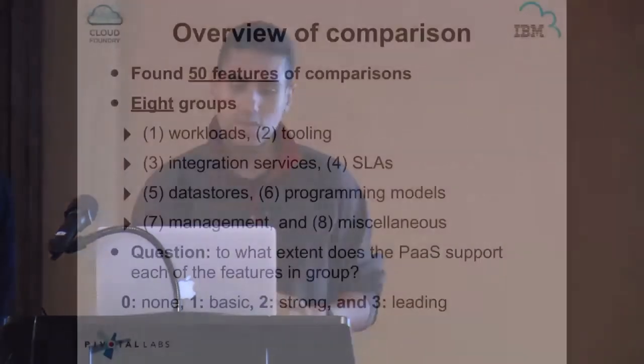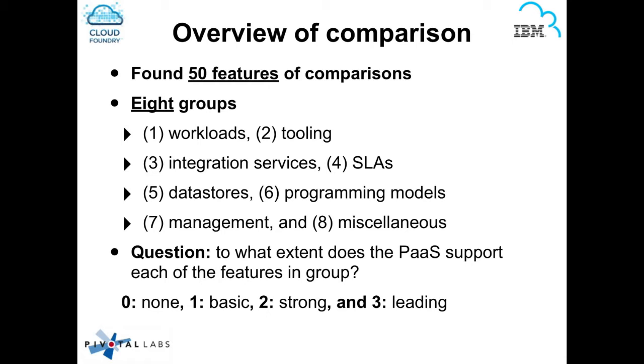So first thing is, what's the overview of the comparison? We scaled from something like 35 different features when we first did this at IBM to about 50 with James's help. And we divided those 50 feature points into 8 groups. The groups are things like workloads, tooling, integration service, SLAs, datastores, programming model, management, and miscellaneous. So things that don't fit, you just group them together.